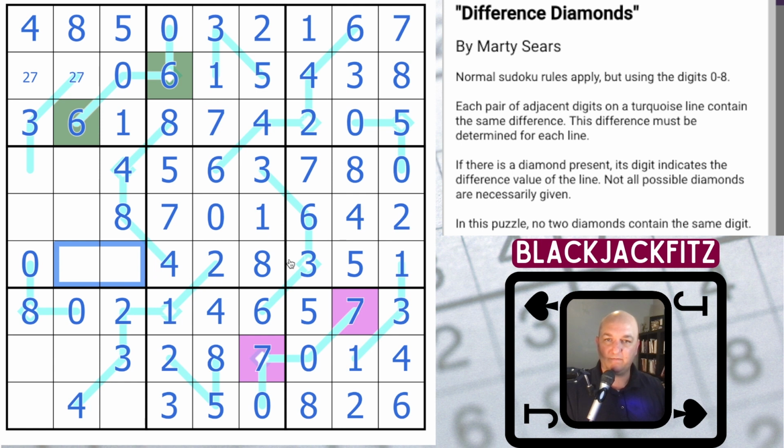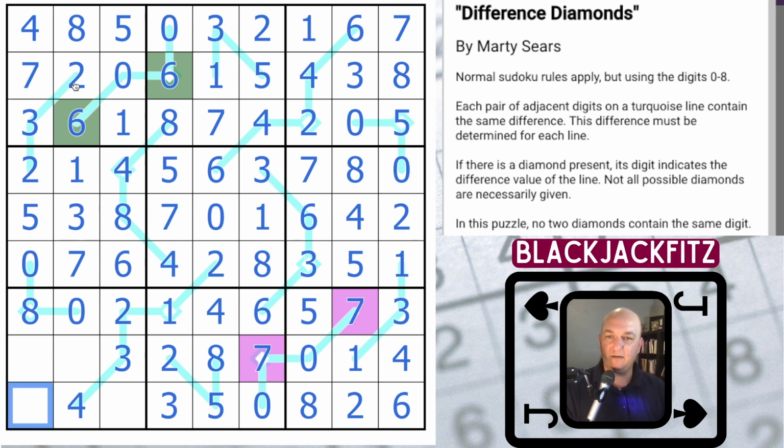0, 1, 2, 3, 4, 5. So this is a 6, 7, which we can do. 7, 6. This is 1, 2, 3, 5, which we can do. And this is 0, 1, 2. That's 2. This now can't be 4, so that's 2. That's 1. That's 7.